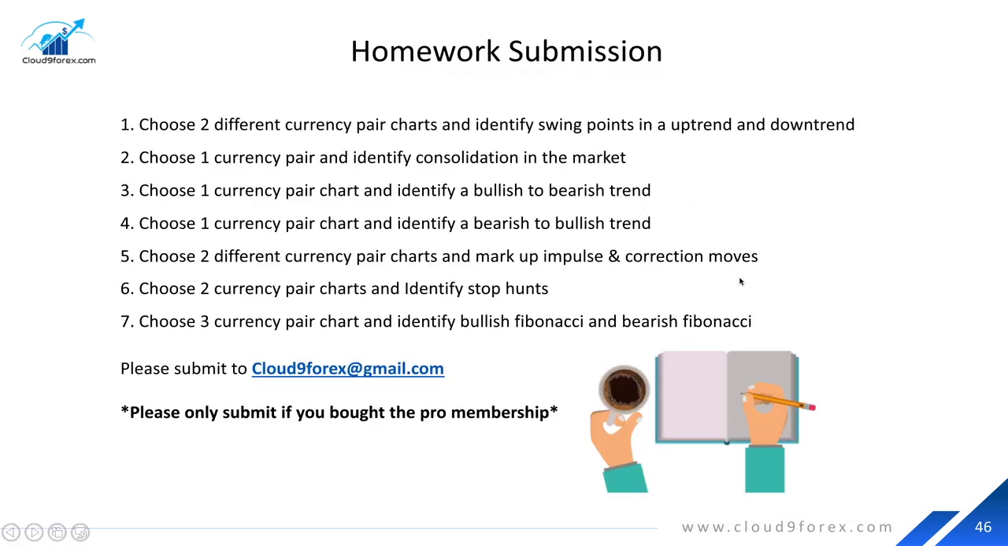So choose two currency pair charts and identify the swing points in an uptrend and downtrend. So your higher highs and higher lows, lower highs and lower lows. Choose one currency pair and identify a consolidation. So show me what consolidation is. Choose one currency pair chart and identify a bullish to bearish trend. Choose one currency pair chart and identify a bearish to bullish trend.